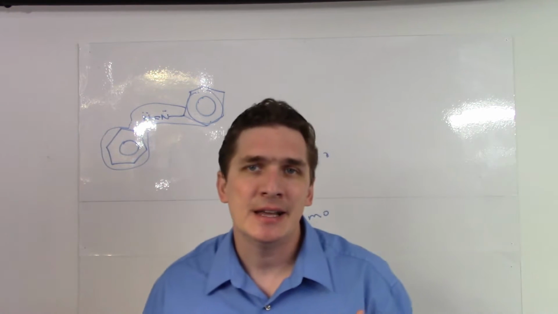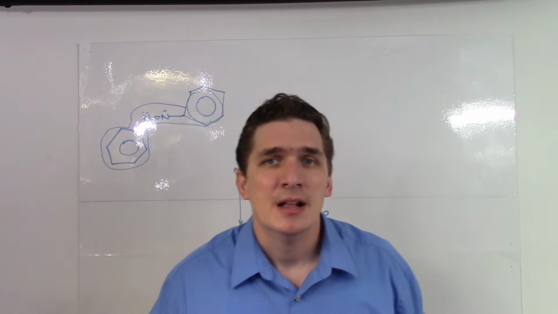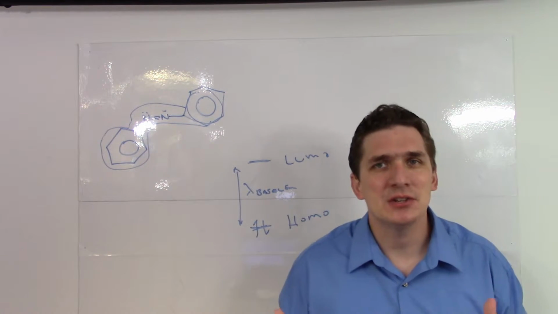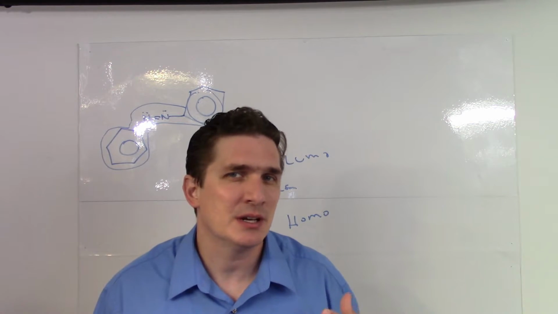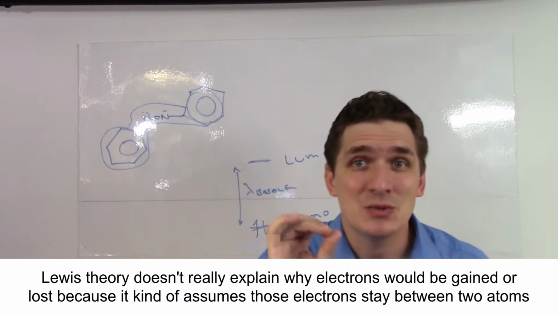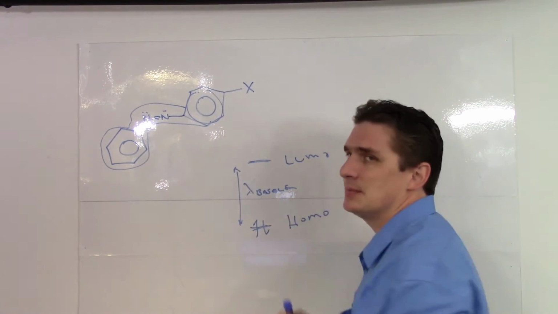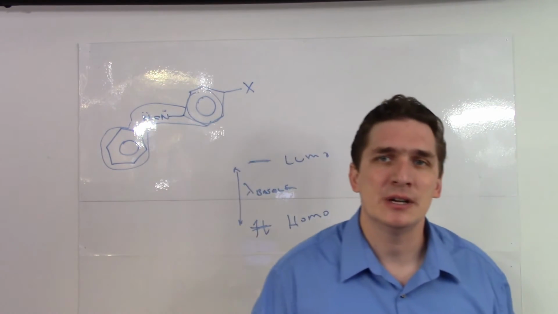As we add electron density to these rings, we add electron donating groups. Well, have you ever thought about why that would work? I'm just kind of curious, because if you really think about it, Lewis theory says that the electrons are really kind of localized between the atoms. So how does electron withdrawing work? This is where molecular orbital theory is going to come in. So let's say we attach some group X to one of the rings and it starts pulling electron density. Well, how does it pull electron density?